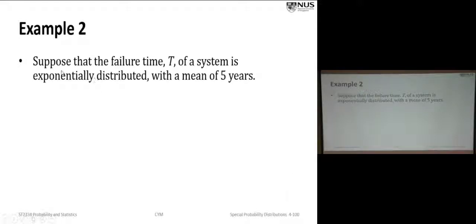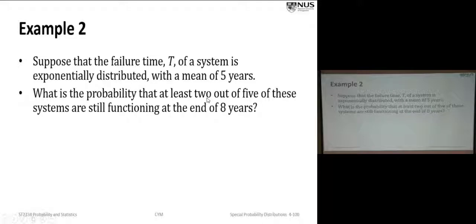Okay. Suppose the failure time of a system follows an exponential distribution with a mean equal to 5, all right, 5 years. So what's the probability that at least 2 out of 5 of these systems are still functioning at the end of 8 years?